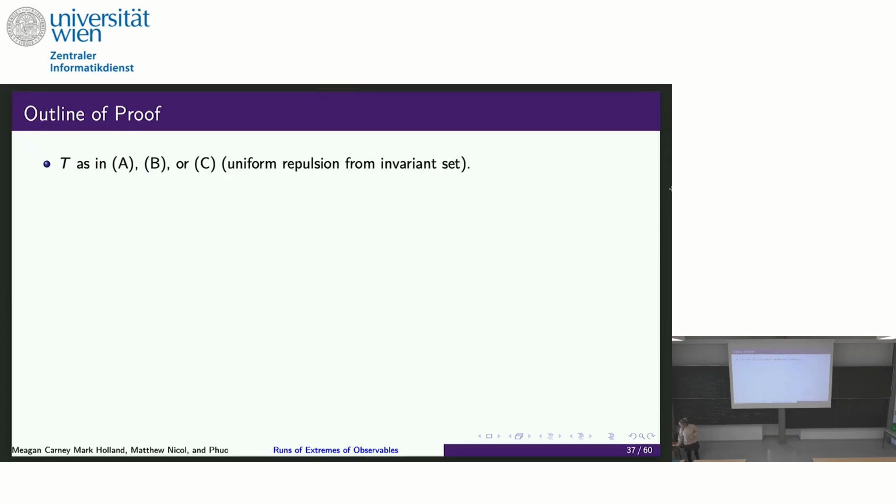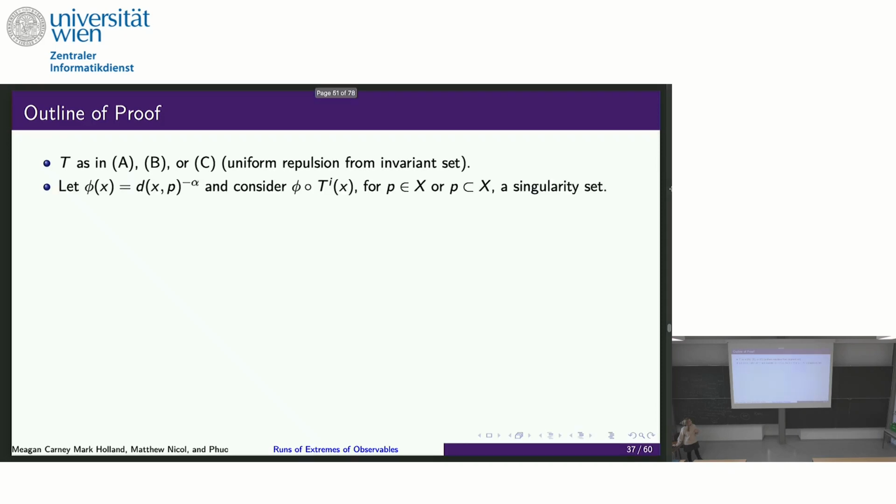Okay, so here's the outline. If T is either A, B, or C, so if we can remember those, we have uniform repulsion from some invariant set in the settings. Our observable is our Fréchet observable, and we consider our observable taken on iterations of our map, but our invariant set can either be a point in the space or it can be a singularity set. So in the case of, say, coupled expanding maps, if we take a plane of synchrony, so if we take a two-coupled set of expanding maps, then the invariant set's just the line at x1 equals x2. The line in space.